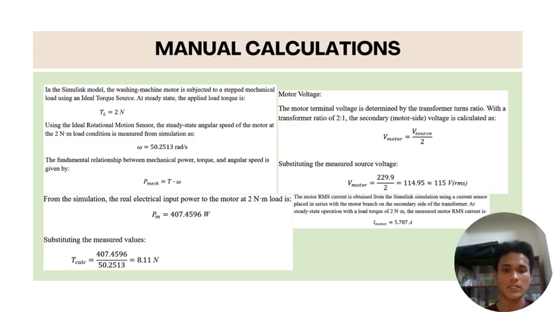Next, for the motor voltage, the motor terminal voltage is determined by the transformer turns ratio, with a transformer ratio of 2 to 1. The secondary motor-side voltage is calculated, and we have 115 volt RMS. The motor RMS current is obtained from the simulation using a current sensor placed in series with the motor branch on the secondary side of the transformer, at steady-state operation with a load torque of 2 Nm, which gives us I motor to be 5.787 ampere.